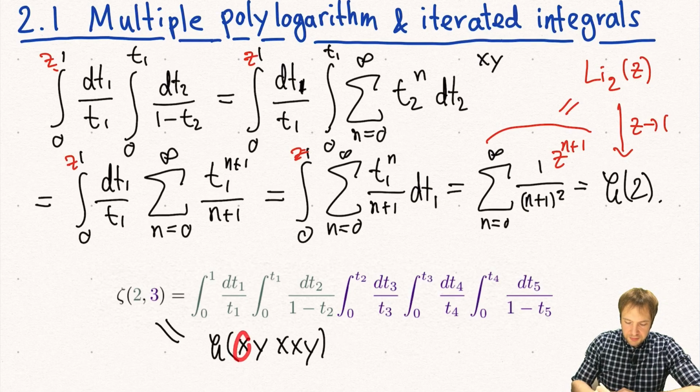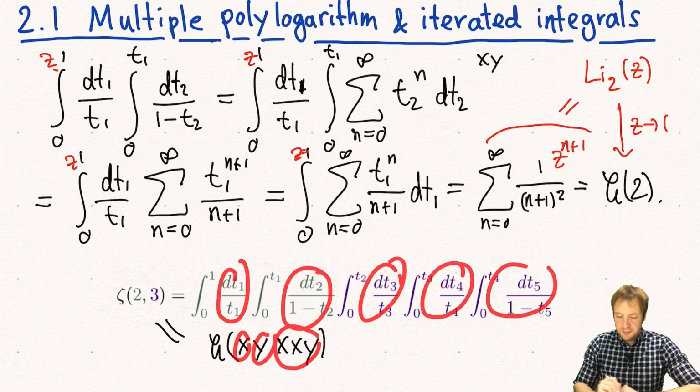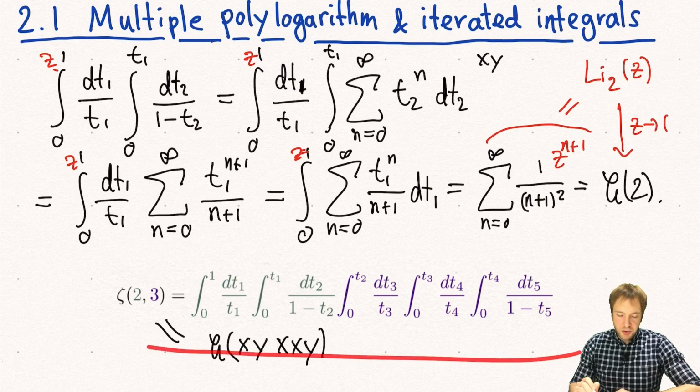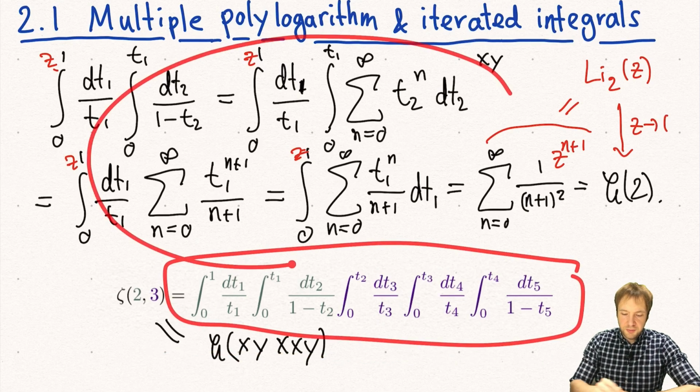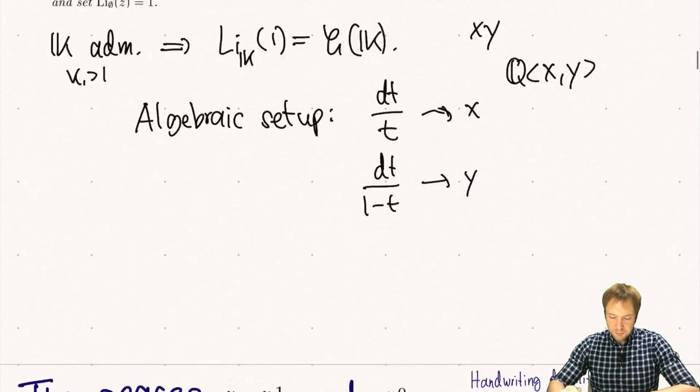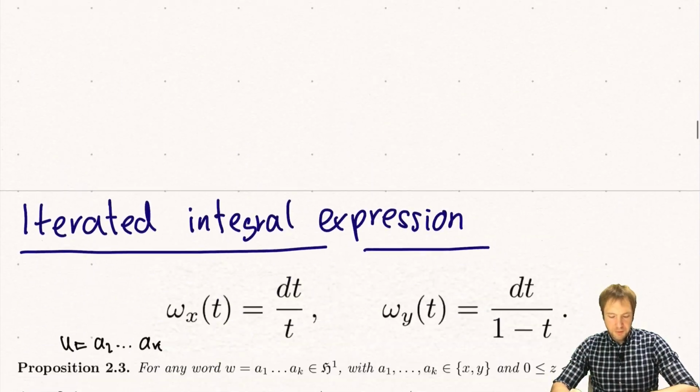And then you see that here this x, here this y, and here xxy is exactly what we just proved. But this you should do by hand using this calculation here. Okay.